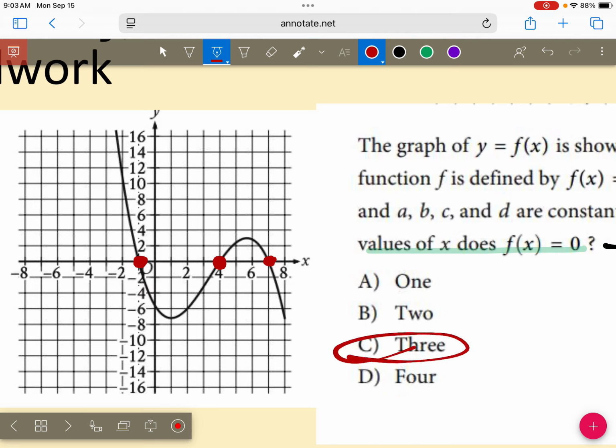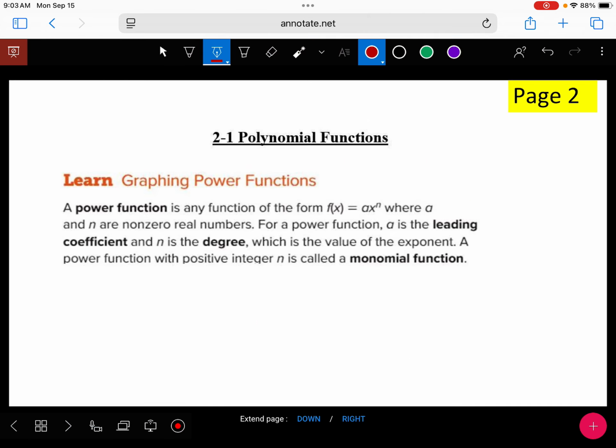Okay, so today we're going to focus on end behavior. So let's go to our pink packet. Our next test is October 1st, which is the day before parent-teacher conferences.